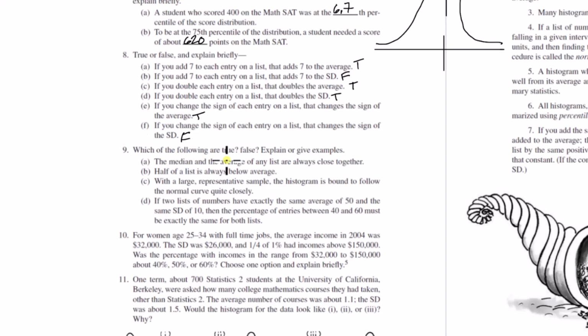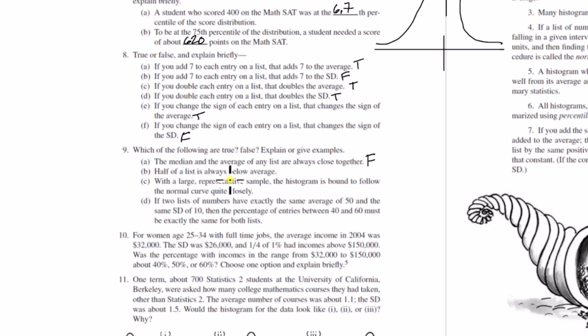Which of the following are false? Explain or give examples. The median and the average of any list are always close together. I mean, no, not necessarily. So this would be false. You can give examples of 1, 2, 3, 500, 1,500. So the median is 3, but the average is not going to be close to 3. Especially if I can make these numbers as big as I want and really pull the average away from 3. So no, not necessarily.